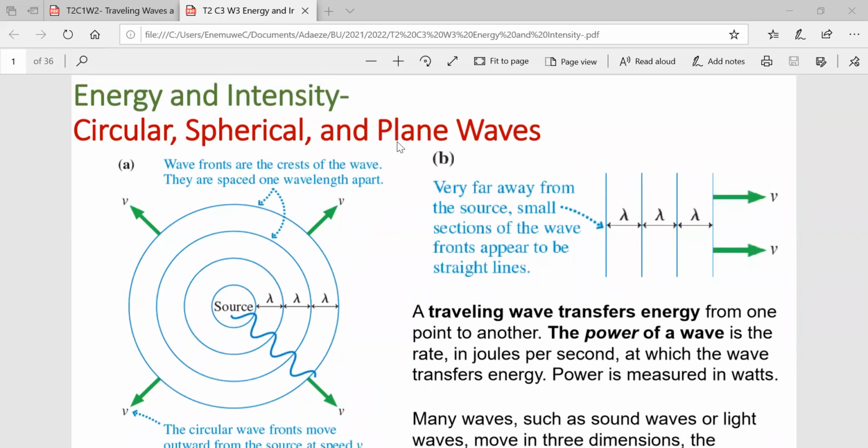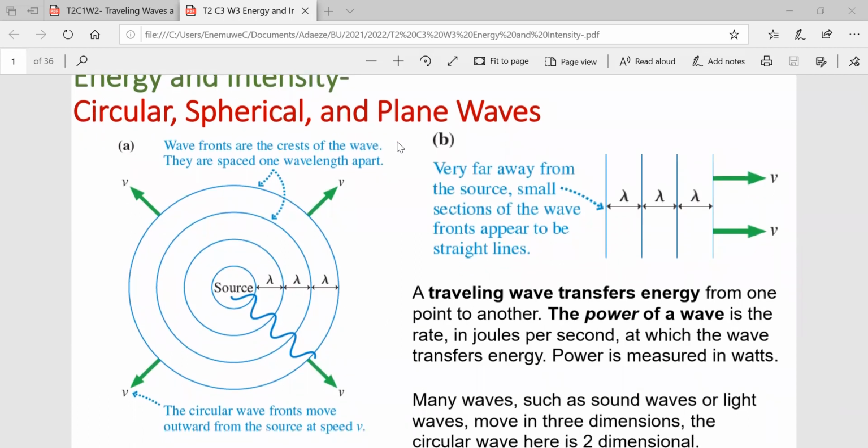So we want to look at energy and intensity with respect to circular, spherical, and plane waves. Okay. So we'll have circular waves, we'll have spherical waves, and we'll have plane waves. And we want to look at the relationship of the energy of traveling waves and the intensity for these three types of waves.